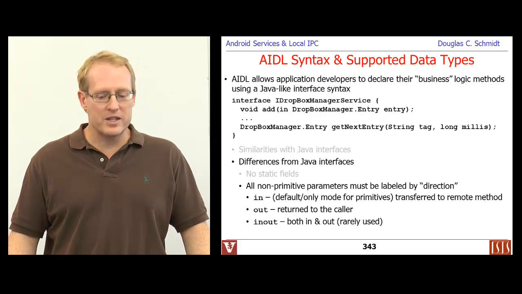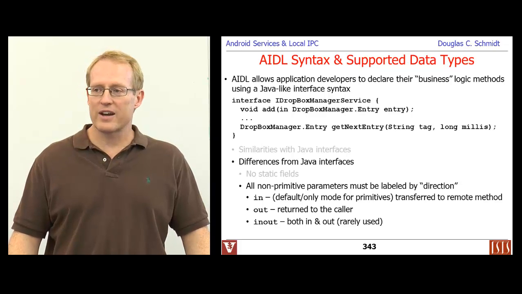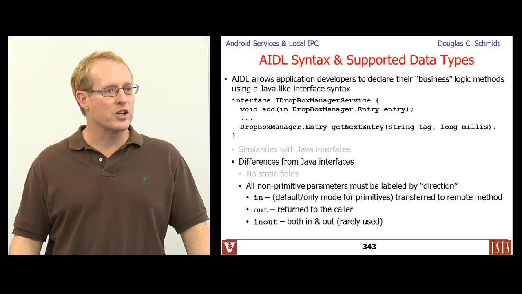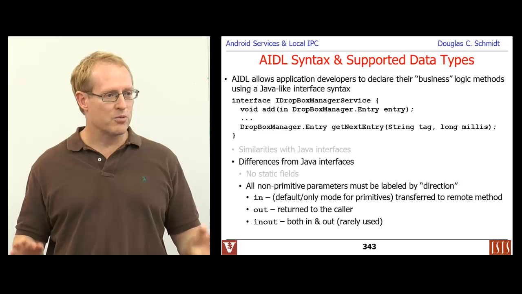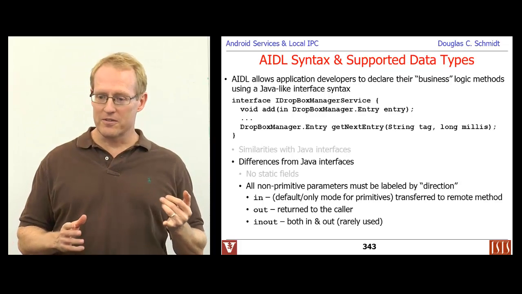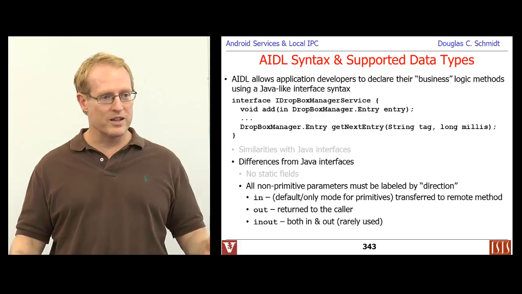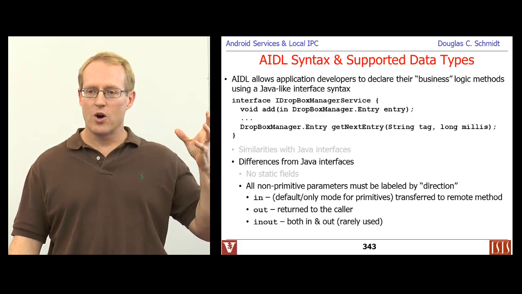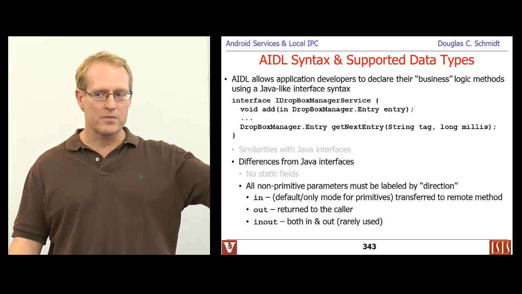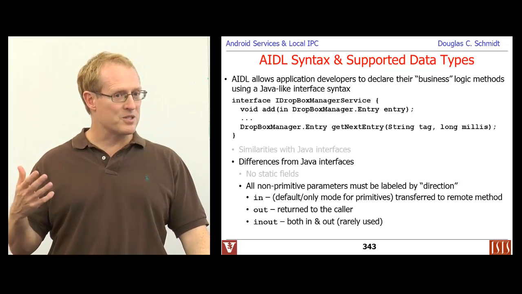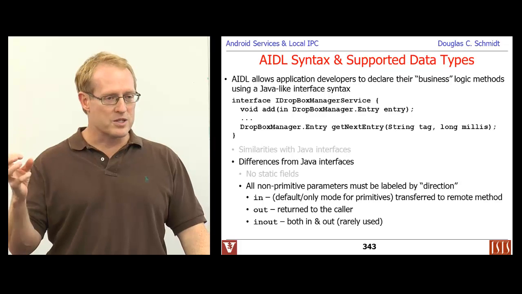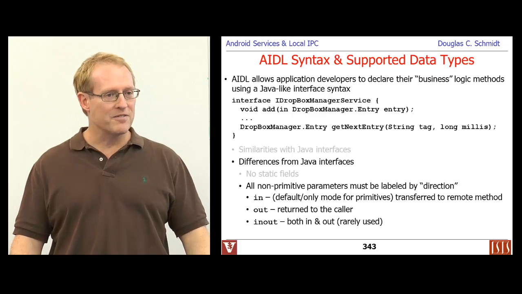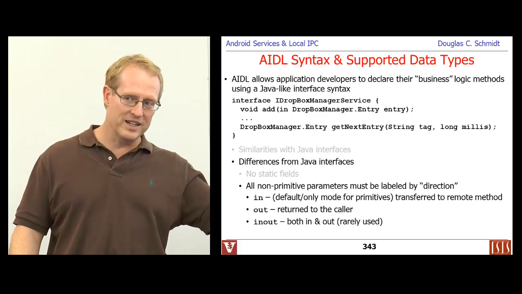You cannot define any static fields in AIDL interfaces, whereas you can do that in Java interfaces. Any non-primitive parameters, in other words, things that aren't int, float, double, things like that, have to be defined indicating the direction in which the parameter is being passed. The three directions are in, which is the default for primitives, and the only way to do it for primitives. That says that the data will be copied from the caller over to the address space of the receiver. Out means the opposite. The data will be copied from the receiver and returned as a so-called out parameter back to the caller. And finally in-out, which is you pass it in and you get a result back.